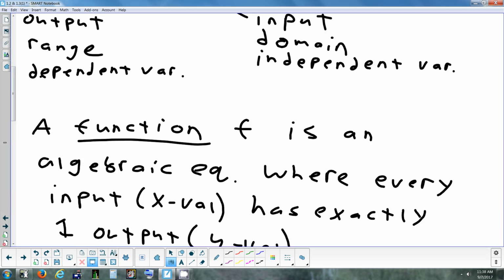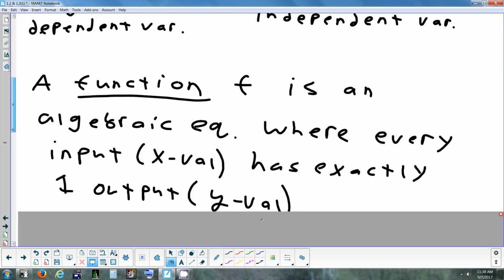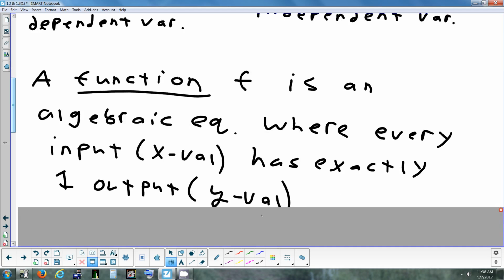So the idea of a function, not everything that you can draw on the calculator is a function. For example, if you drew a circle on the calculator, that's not a function. I'll tell you why in a little bit. But if you draw something on the screen and it is a function, then this has to be true. Every x value has exactly one y value. That's a simple way to say it. Every input has exactly one output.